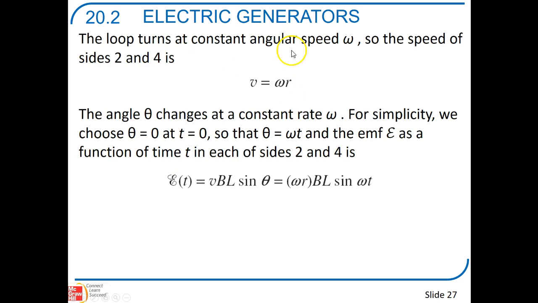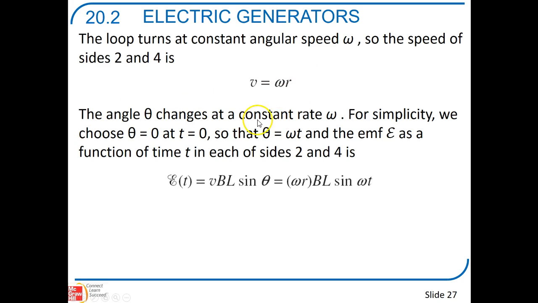So the loop turns at a constant angular speed, that's omega. So the speed of sides 2 and 4, this is linear speed, is equal to the angular speed times the radius. That'd be from the point that you're turning about all the way out to the edge of where the wire is.